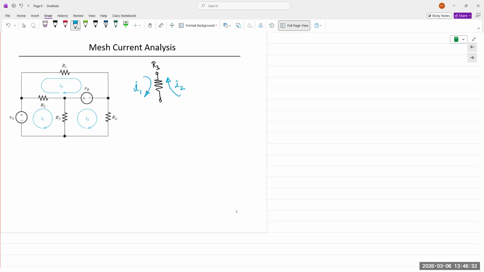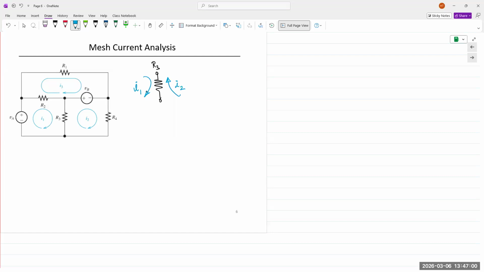So that's the main thing. Now, the way we work with mesh currents is we apply KVL to generate our equations. In node voltage analysis, or nodal analysis, we are thinking in terms of nodes. That means currents are flowing in and out of those nodes, right? So we apply KCL to generate our equations. In mesh current analysis, we are going to apply KVL to generate our equations.